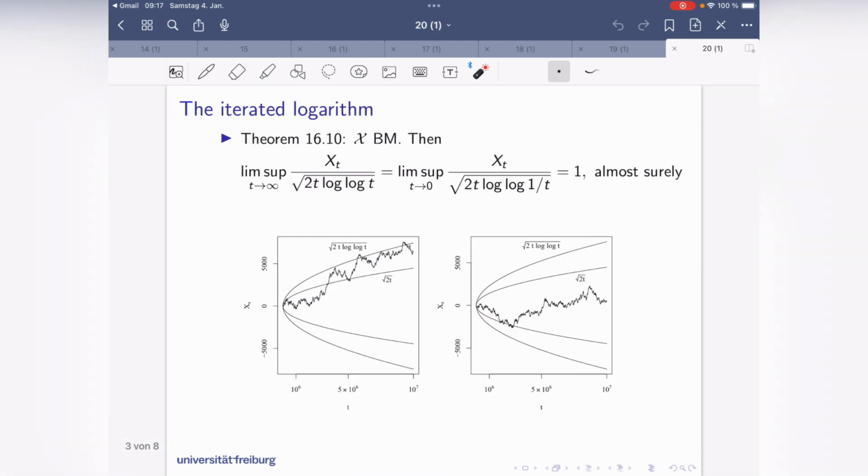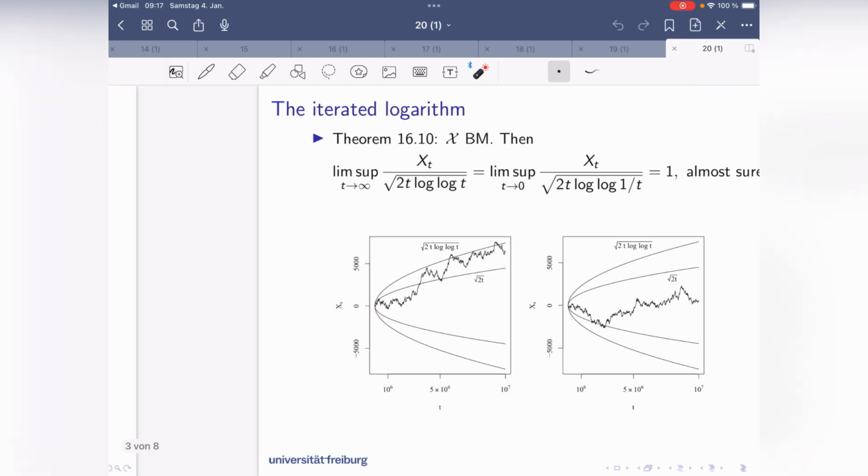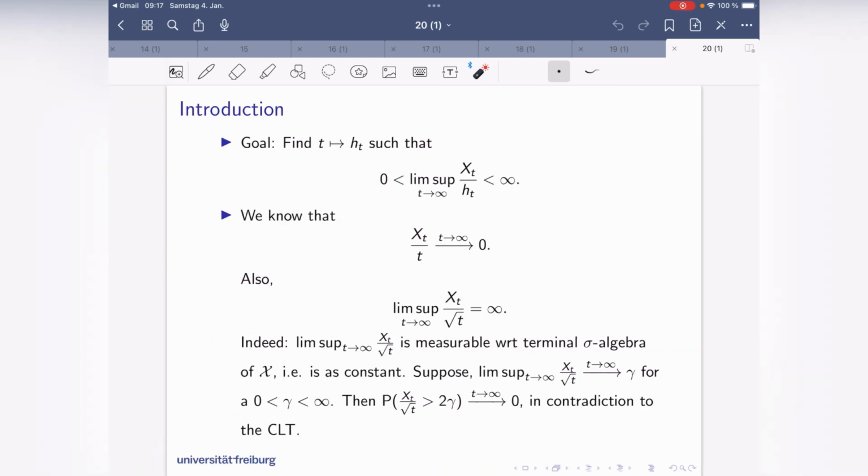So the square root of 2t log t might seem a bit funny. So let's see if we can say something about this without knowing the law of the iterated logarithm. Our goal is to find some function h(t), which will be the square root of 2t log t, such that this holds. So the lim sup is somewhere between 0 and infinity. This lim sup will be a constant because the tail sigma algebra of Brownian motion is trivial. But what is the h(t) here?